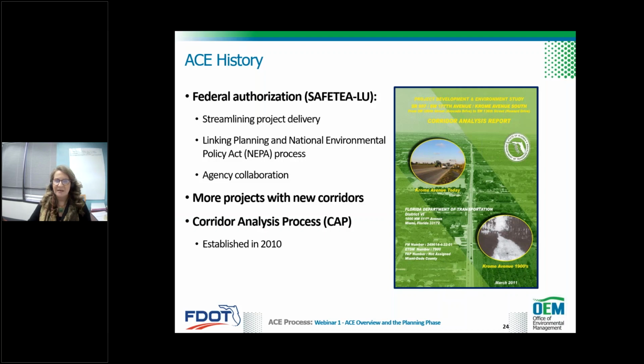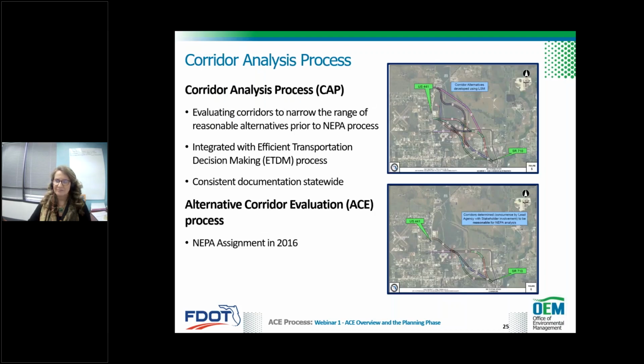So in 2010, FDOT formalized their corridor analysis process, or CAP. The corridor analysis process captured results of planning activities to help refine the NEPA study scope of work. This included early analysis to narrow the range of reasonable alternative corridors that could enter into the PD&E or NEPA phase. CAP was integrated into the ETDM process because it already included a consistent reporting structure, already agreed upon timeframes, and accepted practices to link planning and NEPA.